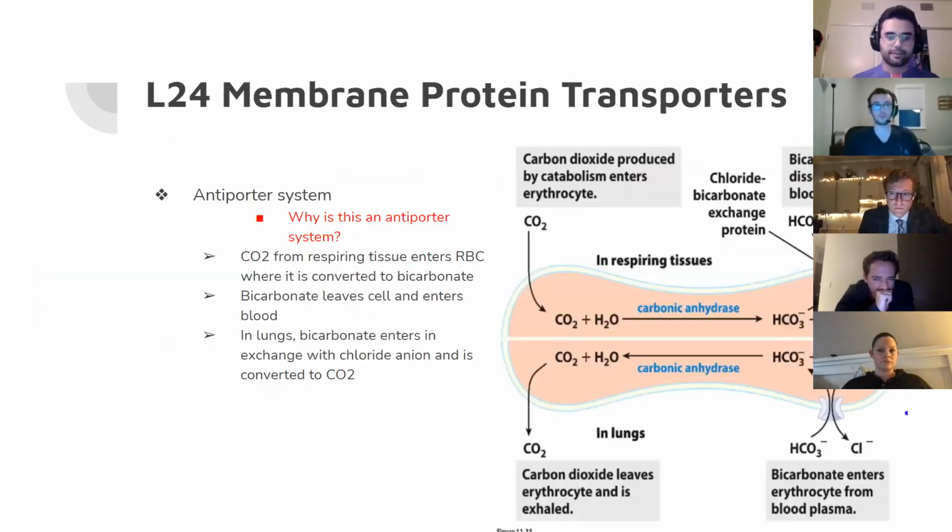So our antiporter system, okay? Can anybody tell me why this is an antiporter system? Flowing in opposite directions. Exactly. That's an antiporter, right? It flows in opposite directions.